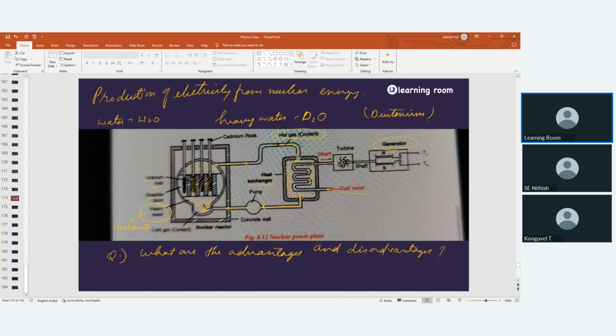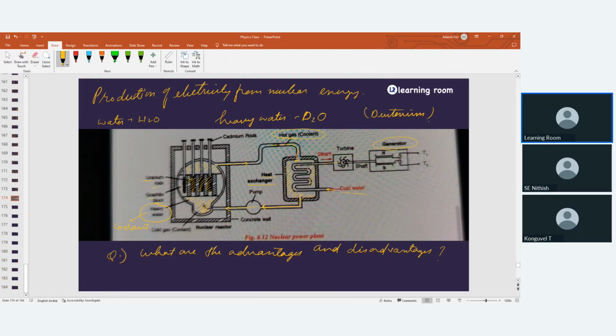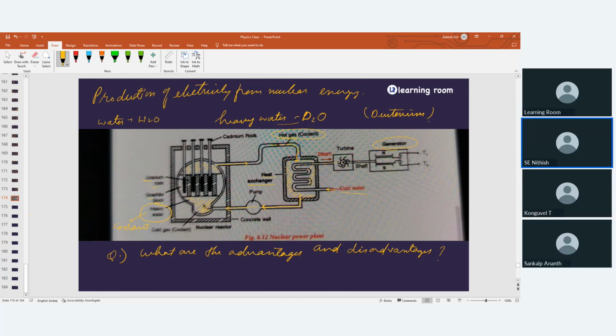See here, Nitish, uranium rods are there. Uranium rods are able to react. Between the uranium rods, you can see this black one is your graphite rods. Graphite rods are used to cool down, right? So what happens? We pump the coolant. What is coolant? Heavy water. Heavy water is our coolant. So whenever this reaction goes on with the uranium rods, there is heat production. So this coolant passes there, and this is cold coolant from here, and it gets heated up and becomes hot water.